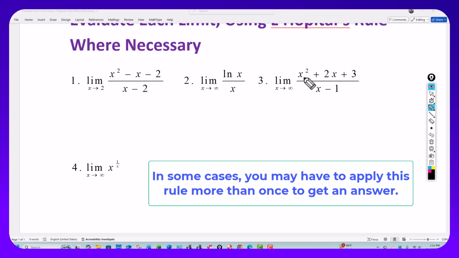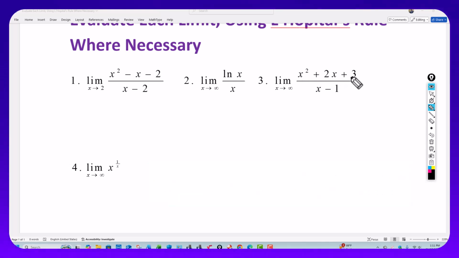Now for number 3, the limit as x goes to infinity of x squared plus 2x plus 3 over x minus 1. This one doesn't factor, so as x goes to infinity, the numerator is going to go to infinity. The denominator is going to go to infinity. Infinity minus 1 is still infinity. So we get the form infinity over infinity. So let's see what we get if we try L'Hopital's rule.